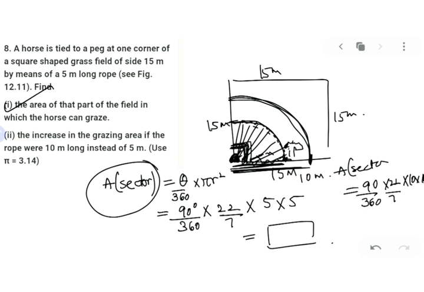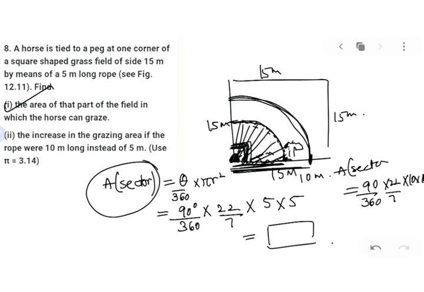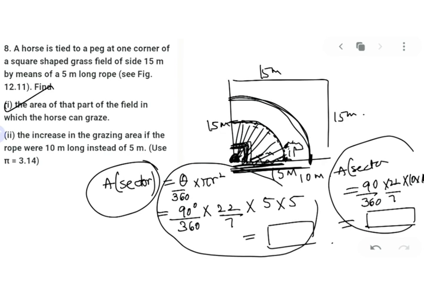Now the rope has been increased. It was 5 before and now it is 10 total. So naturally the grazing area will increase. Naturally the sector area will increase. Therefore you have to use 10. From there you will get the area of the sector. Now how much is the increase? So area of new sector minus area of old sector with radius 5. That answer will be the answer for the increase in the area of grazing. Got my point clear? I'll stop it here. God bless.